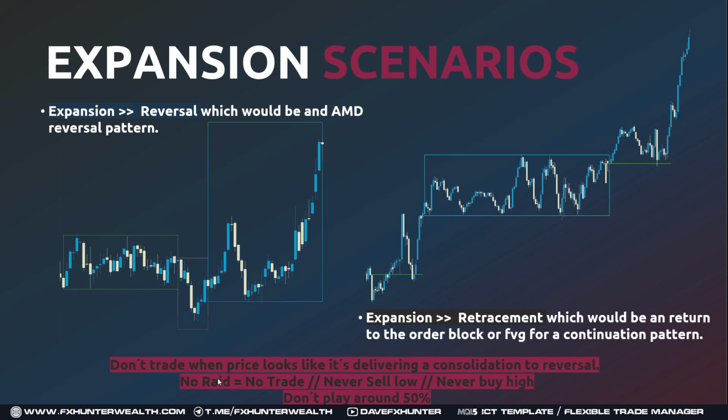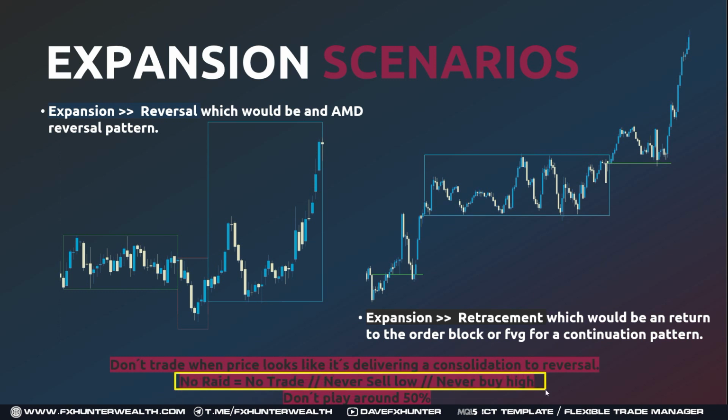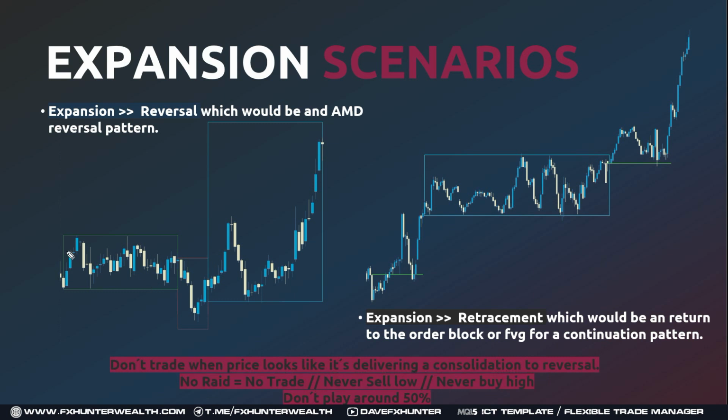You need to see first this kind of manipulation, right? And then also, or you can add this, which is my favorite: no raid, no trade, never sell low, never buy high, right? So when the price comes down and it starts to go up, right? And there was no raid of this, you have no trade, right? So that's a rule. And never sell low, so you don't sell low in here, right? And you don't buy high, right? So when the price breaks, you don't want to buy here, right? You want to buy on the pullbacks, right?